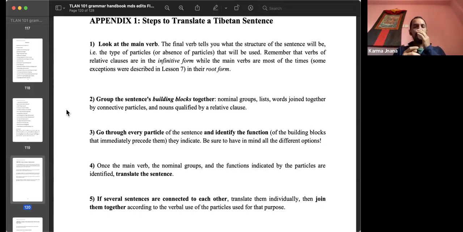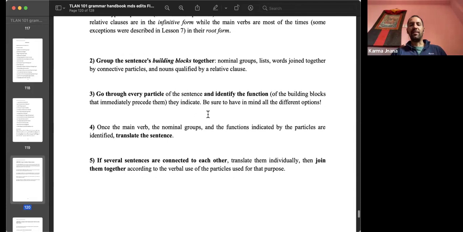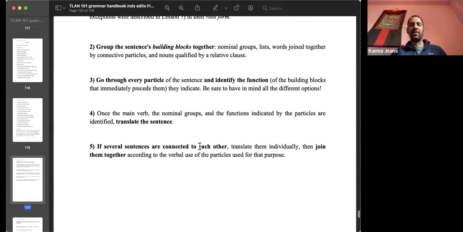So then usually these nominal groups are joined by the particles. You begin to see how that particle actually applies to a whole group, a whole block. And then you can think in terms of the relationships between the blocks as wholes. It makes it easier to get an understanding of the sentence, because as you know, if we group them incorrectly, then the meaning also gets changed. Then you go through every particle and figure out which function, then you translate it.